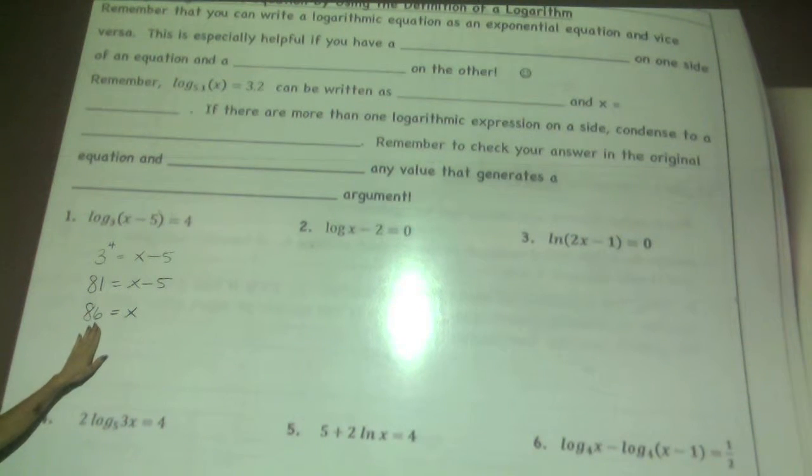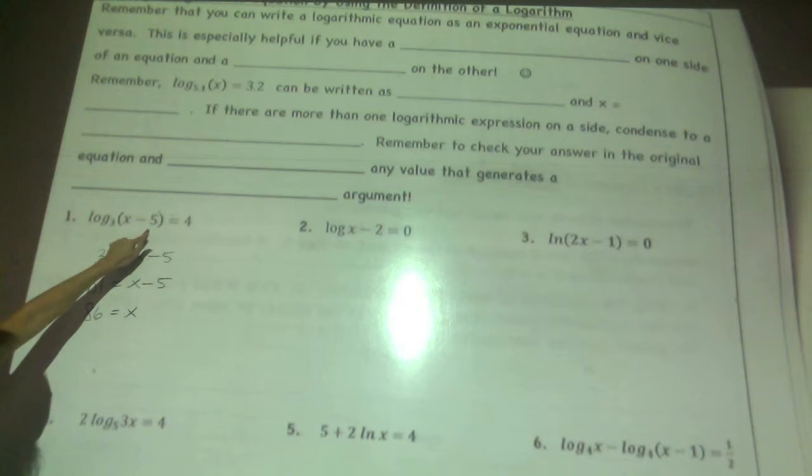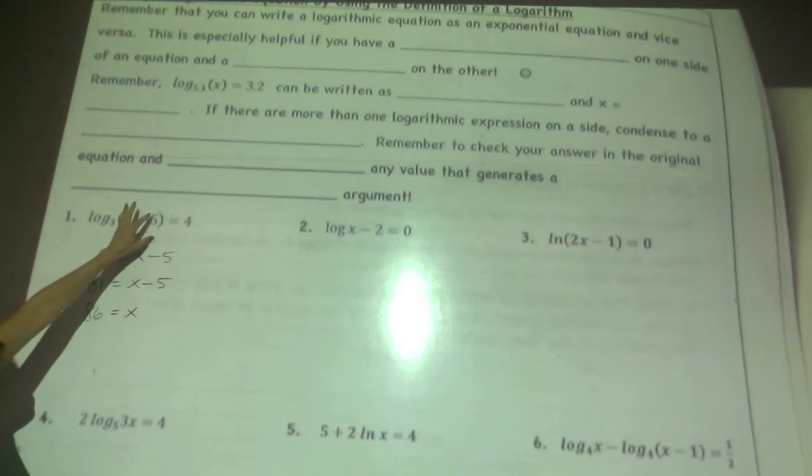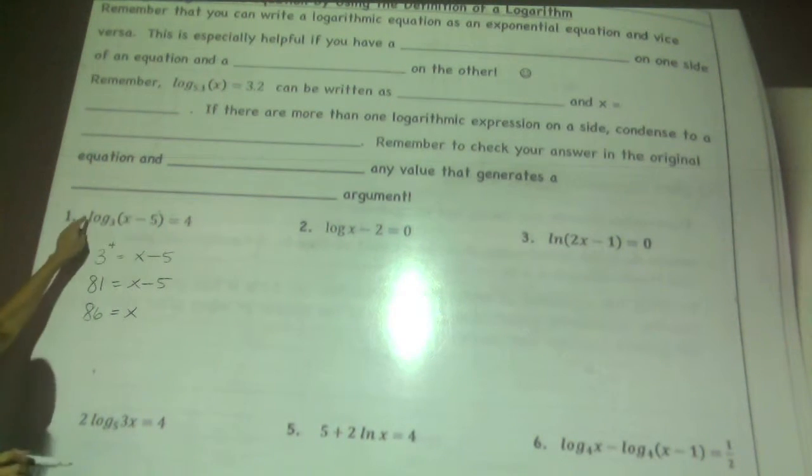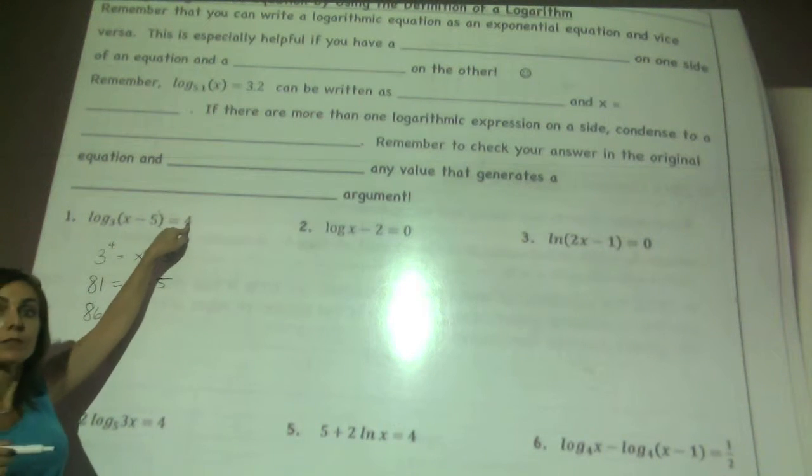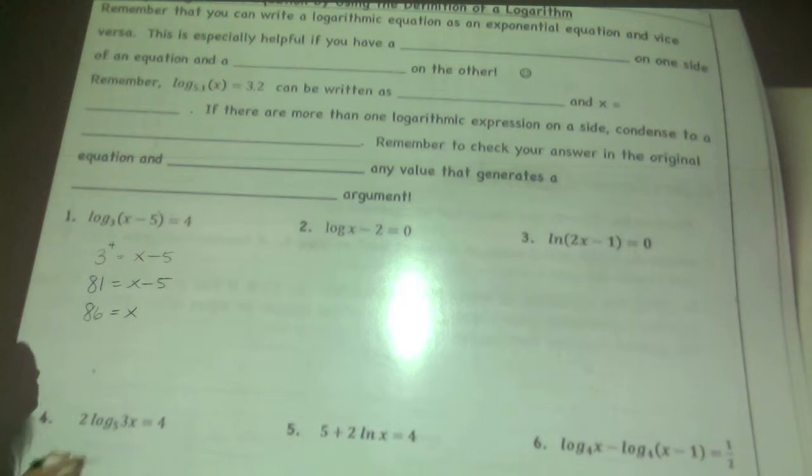Now, I always want to go back and check. Take that 86 up here. 86 minus 5 is 81. Oh, positive argument, good. Is log base 3 of 81 indeed equal to 4? We know it is. We are good to go.